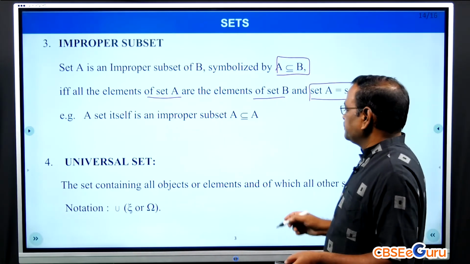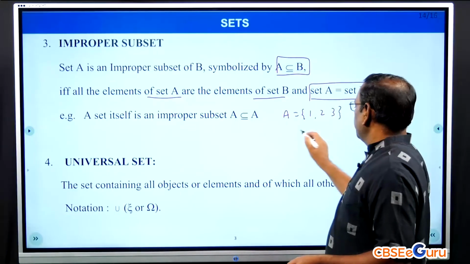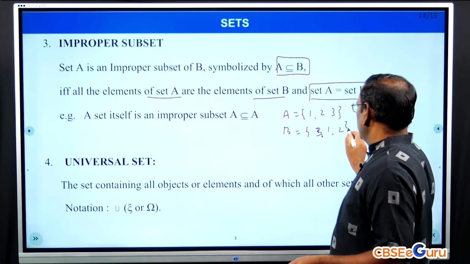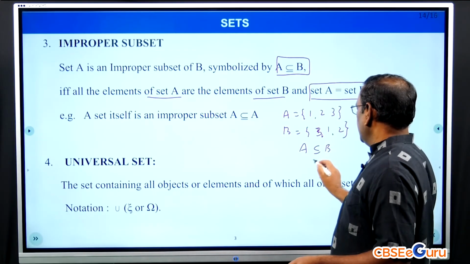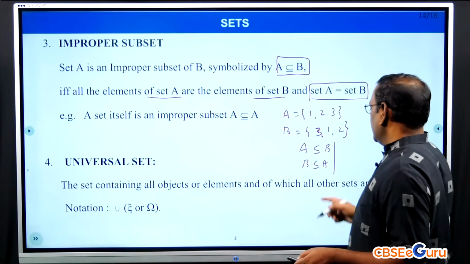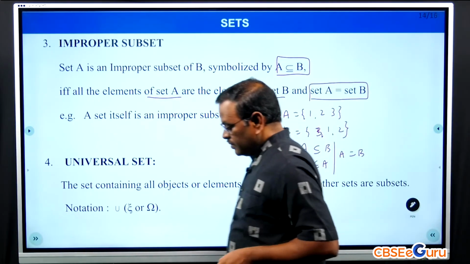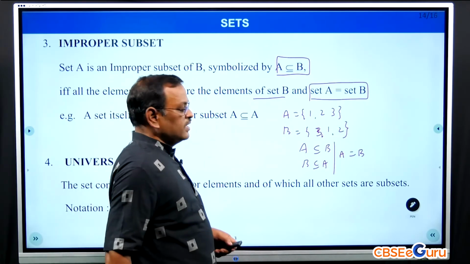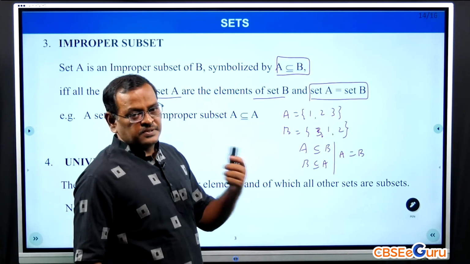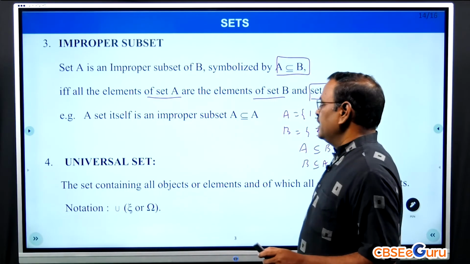For example, A equal to {1, 2, 3} and B equal to {3, 1, 2}. So A is a subset of B and B is a subset of A. Actually, there is one theoretical definition for equal sets: if A is a subset of B and B is a subset of A, then only A equals B. This is the condition for equality: one is a subset of the other, and the opposite set is a subset of this one. So this is the condition for improper subset.